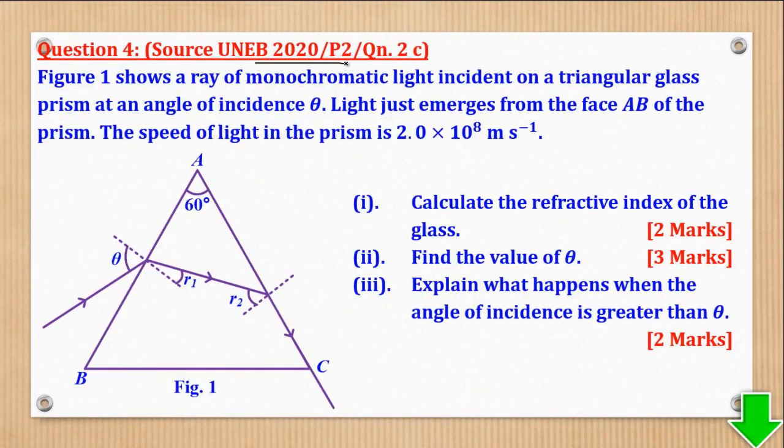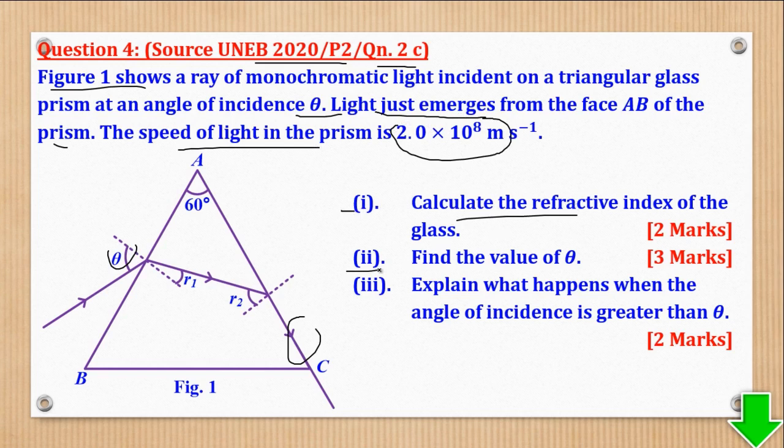Question 4 came from UNEB 2020, paper 2, question 2c. And it says, figure 1 shows a ray of monochromatic light incident on a triangular glass prism at an angle of incidence theta, which is here. Light just emerges from the face AB of the prism. The speed of light in the prism is 2.0 × 10^8. Roman 1. Calculate the refractive index of glass. Roman 2. Find the value of theta. And Roman 3, explain what happens when the angle of incidence is greater than theta.